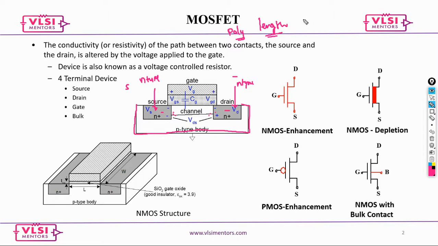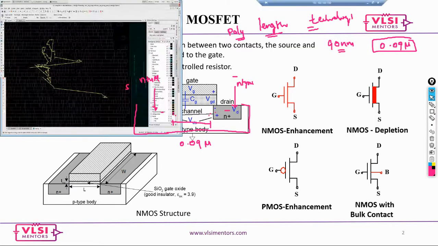That is basically what we call the technology. So when I say technology, say if I'm saying 90 nanometer, it is going to be 0.09 micron distance between these two. So what is the meaning of micron? That is a basic unit that we measure here.